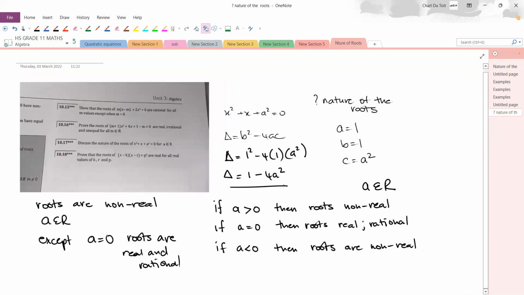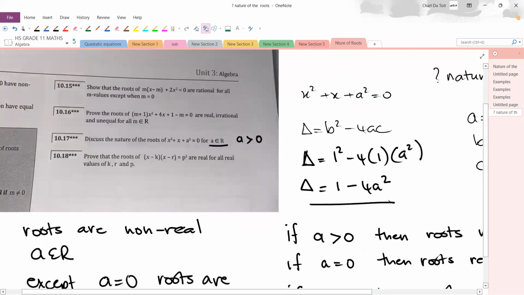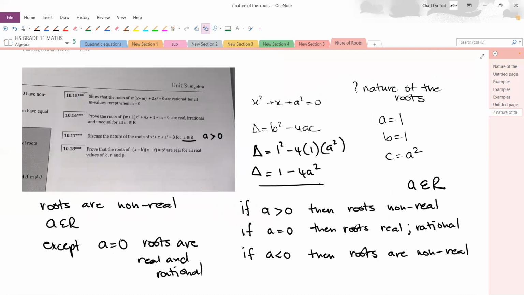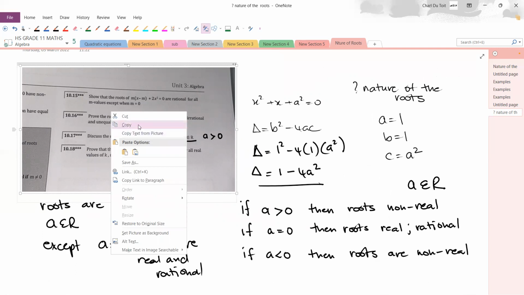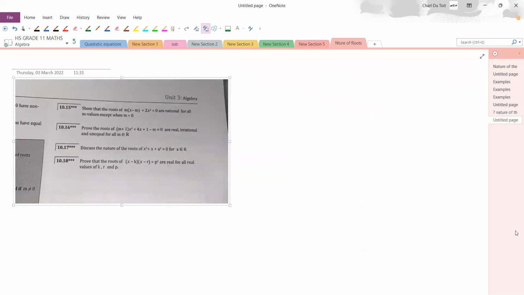To be honest, I think there's a mistake here. They should have said that a element of R should have been a larger than 0. That's my opinion. Okay, last one. Then we go through the syllabus and check if we've done everything, and then we start working on stuff that you're struggling with.